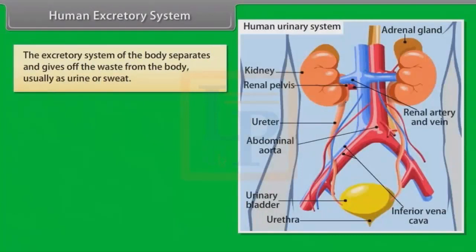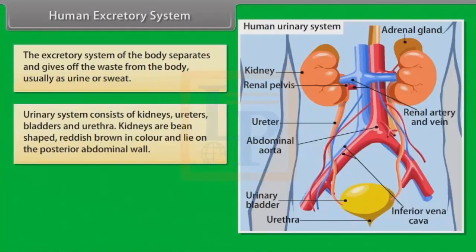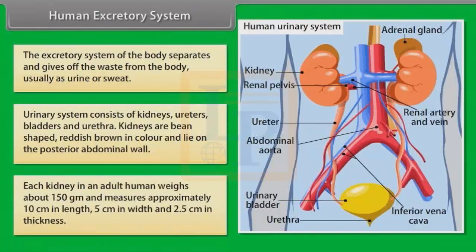Human excretory system. The excretory system of the body separates and gives off waste from the body, usually as urine or sweat. The urinary system consists of kidneys, ureters, bladder and urethra. Kidneys are bean-shaped, reddish-brown in color and lie on the posterior abdominal wall. Each kidney in an adult human weighs about 150 gram and measures approximately 10 cm in length, 5 cm in width and 2.5 cm in thickness.